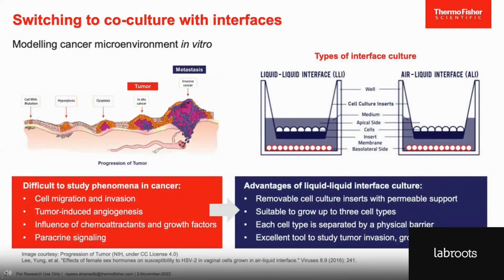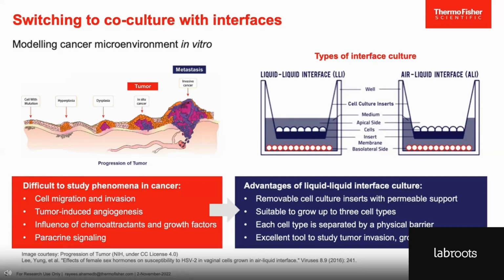So how do we solve this? The idea here is, instead of just co-culturing two types of cells in a monolayer, we can make use of co-culture with interfaces, which allows us to grow two different types of cells in a single vessel with a physical barrier in between them. So these are named interface cultures.